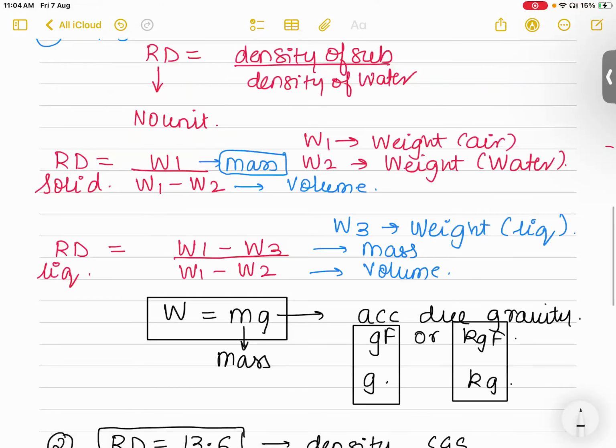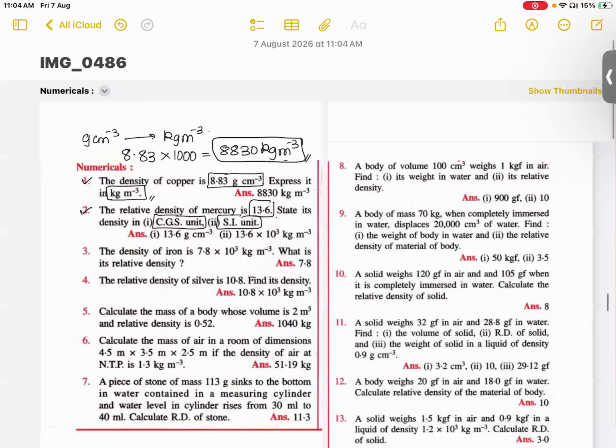Come on, let's take the next one, students. Third and fourth, I feel you all should try. It's simple. Density of the substance is given to you. You need to calculate RD. It is density of substance upon density of water. Since here the density of substance is given to you in kg, you will take density of water also in kg. Density of water in kg will be 1000 kg per meter cube.